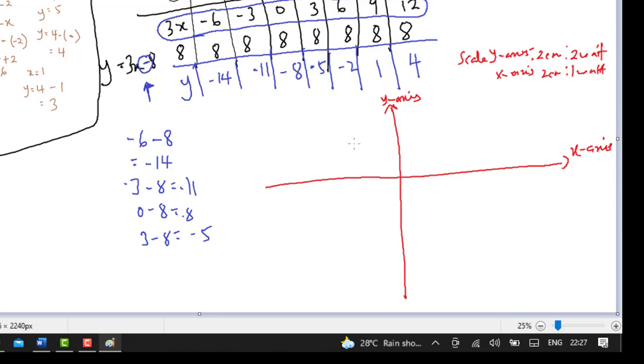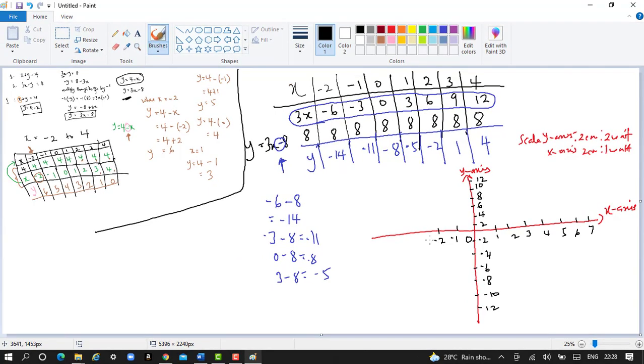Let's demarcate. So here the origin 0, 2, 4, 6, 8, 10, 12, -2, -4, -6, -8, -10, -12, and here the x-axis is 2 centimeters to 1. So 1, 2, 3, 4, 5, 6, 7, and here obviously will be the negatives: -1, -2, -3, -4, -5, -6. So let's start plotting.